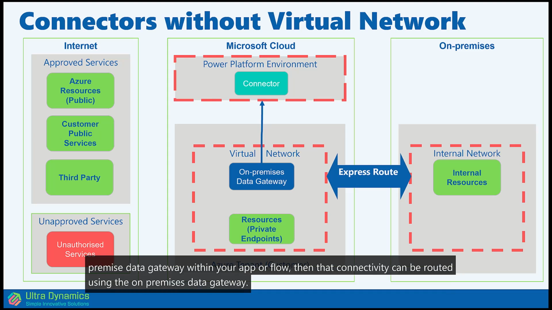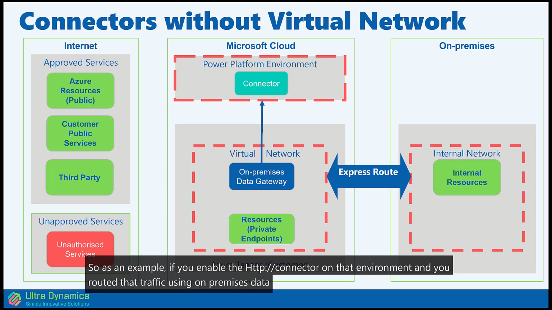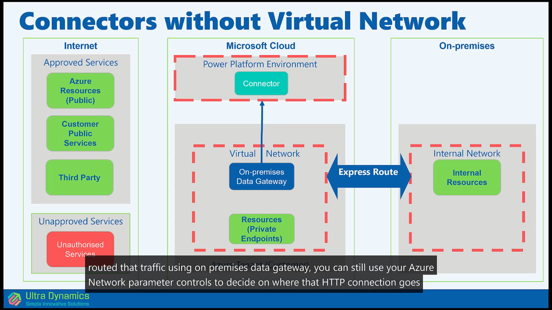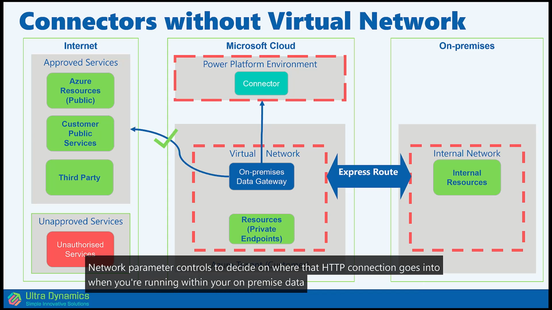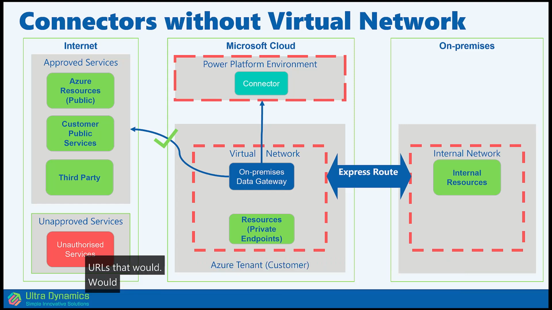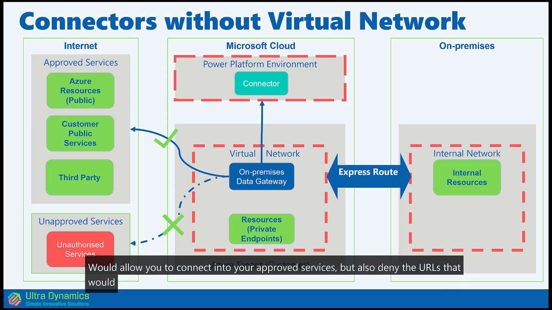So as an example, if you enable the HTTP connector on that environment and you routed that traffic using the on-premises data gateway, you can still use your Azure network perimeter controls to decide on where that HTTP connection goes into when you're running within your on-premises data gateway. So you could whitelist the URLs that would allow you to connect into your approved services, but also deny the URLs that would enable somebody to connect into your unauthorized services.